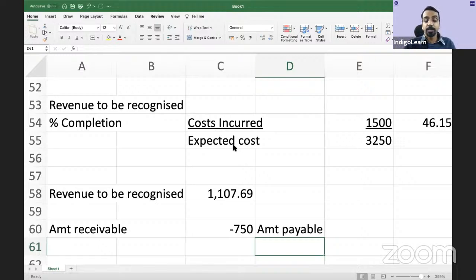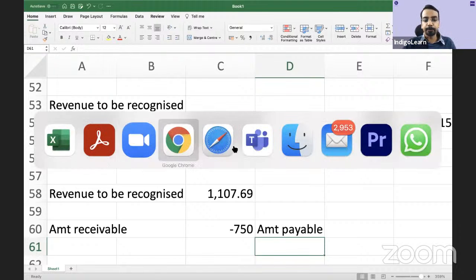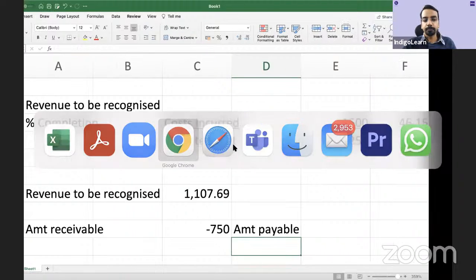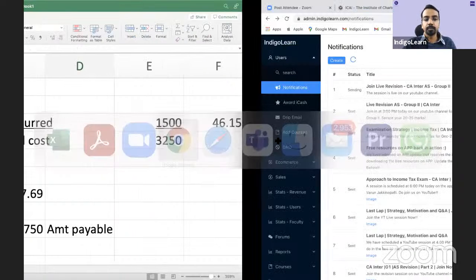We have covered percentage completion, we have covered revenue recognition, we have arrived at the loss from the contract, and we have arrived at the amount payable to the customer, right? So just a second, let me open the question paper, one recent question paper.